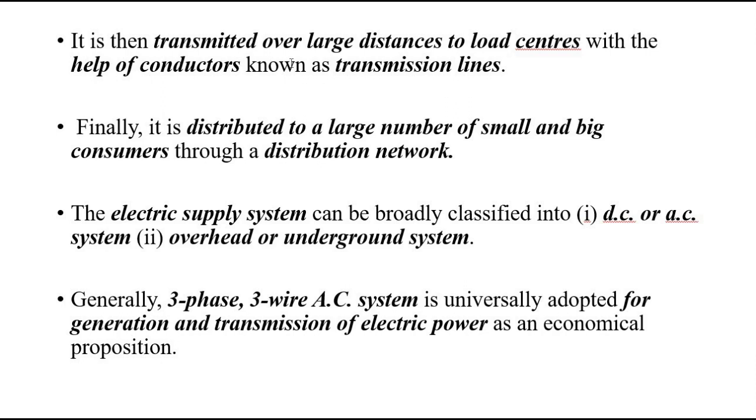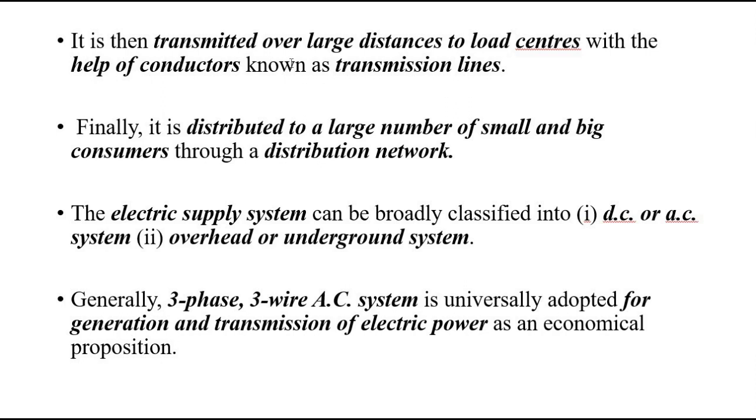Then the electric power which is generated at the power station is transmitted over long distances to the load centers with the help of a network of conductors, cables, transmission lines. These are called transmission lines. And then, as I said, it is distributed to a large number of small and big consumers depending upon their requirement, the magnitude and nature, whether it is a high voltage or low voltage requirement, or AC or DC requirement. Depending upon that, the distribution network operates differently with the help of appropriate circuitry installed at different places.